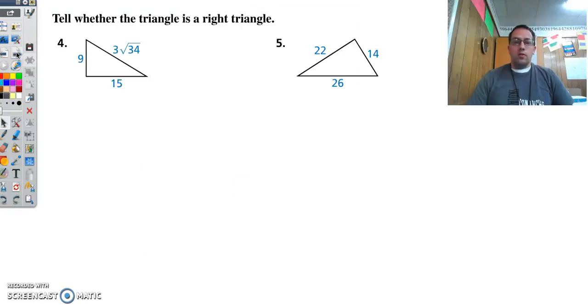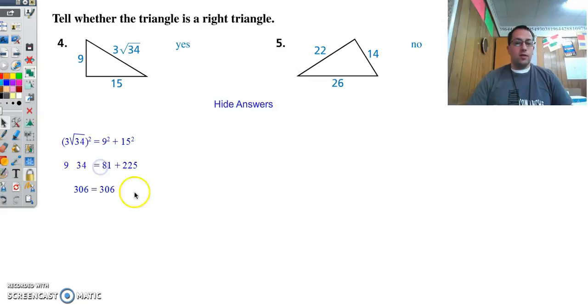Okay, now I'll have 2 here for you to do. Pause the video, tell me, are they right triangles? And then come back. Let's see how you did. 4 is a right triangle. 5 is not a right triangle. If you need the work, here it is. Plug it in. Here's my long side, so that goes in for my C, which gives me that 306 equals 306. That works out. Over here, 26 is my long side, that's my C, and it gives us 676 equals 680, and it does not equal 680. So not a right triangle.